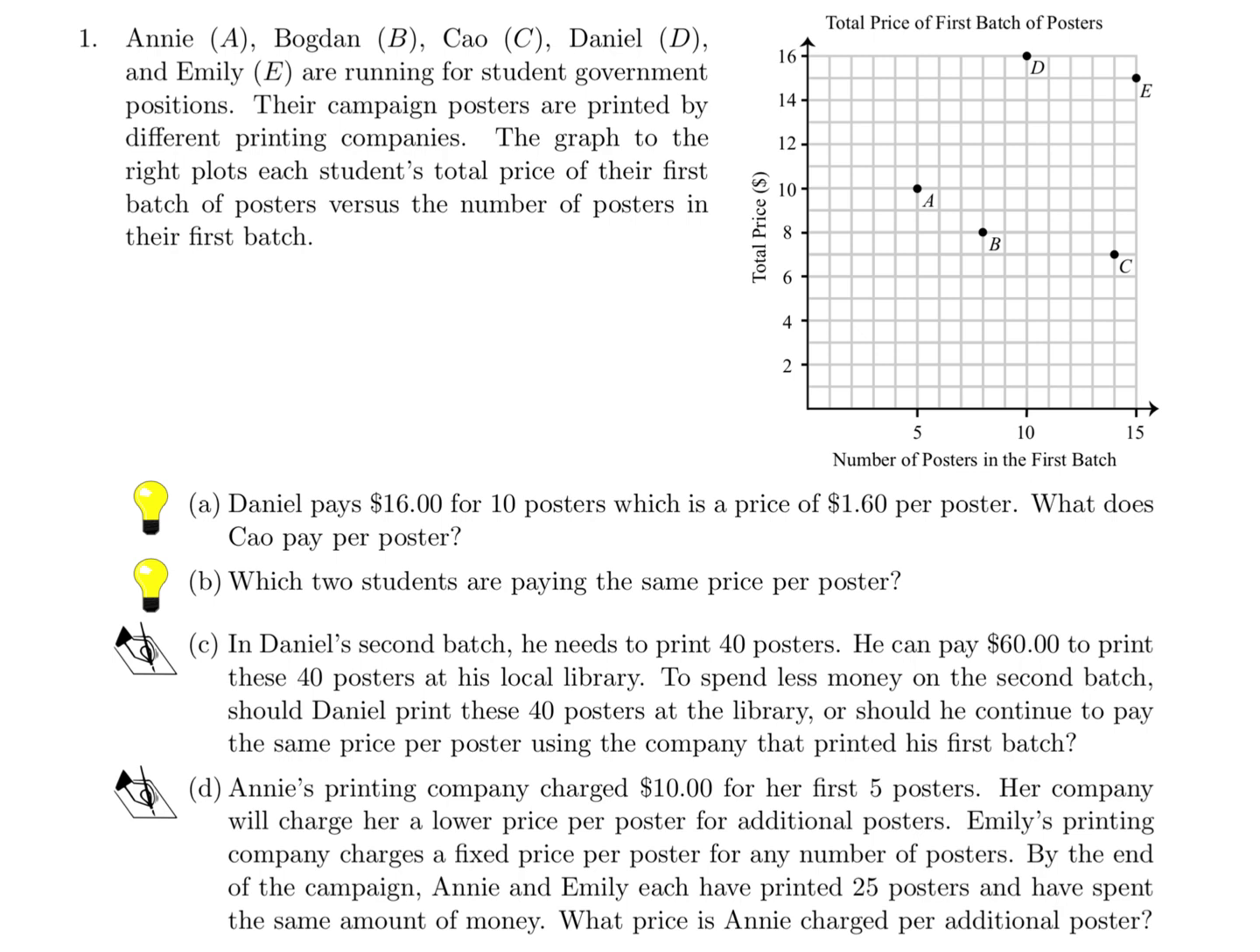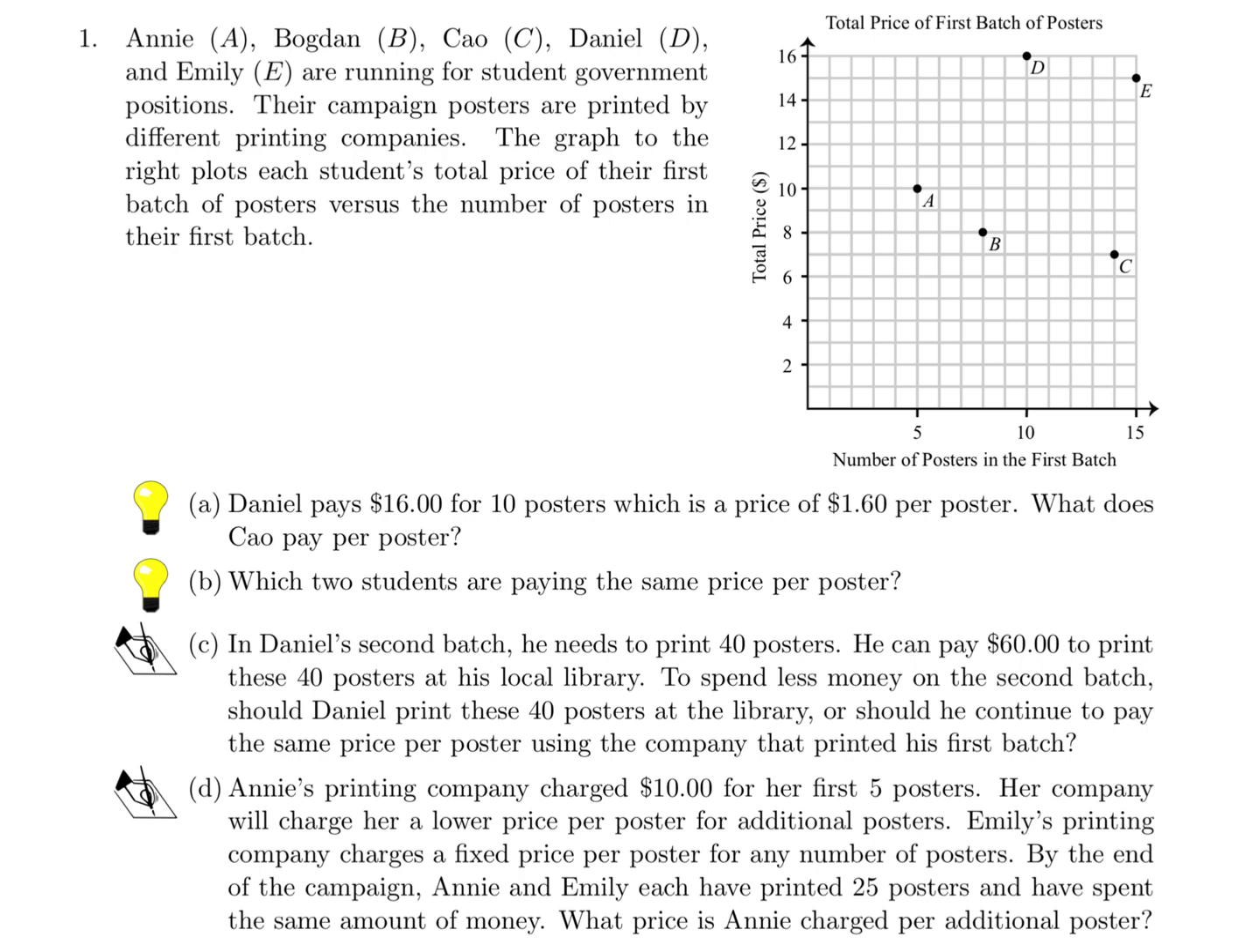A, B, C, D, and E are running for student government positions. Their campaign posters are printed by different printing companies. The graph to the right plots each student's total price of their first batch of posters versus the number of posters in their first batch. Daniel pays $16 for 10 posters.